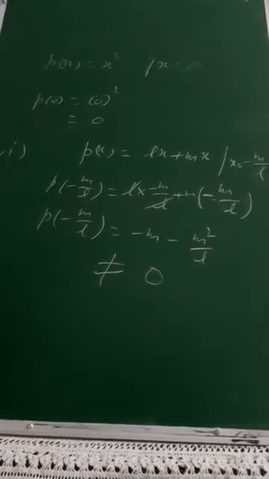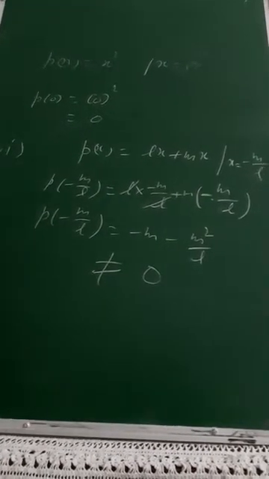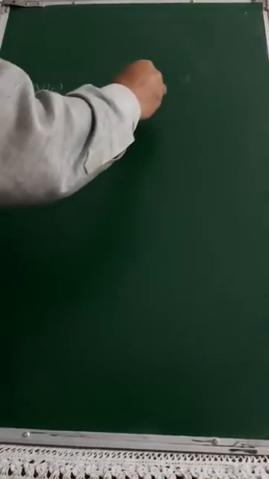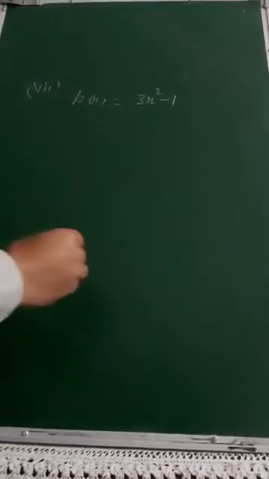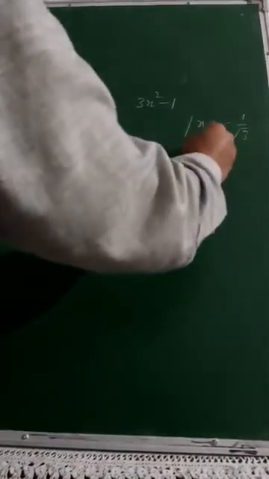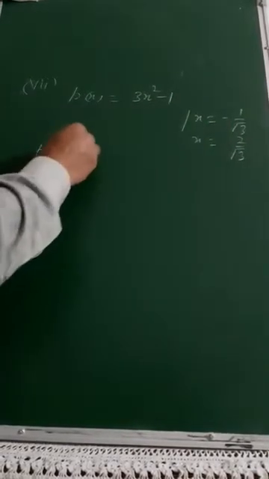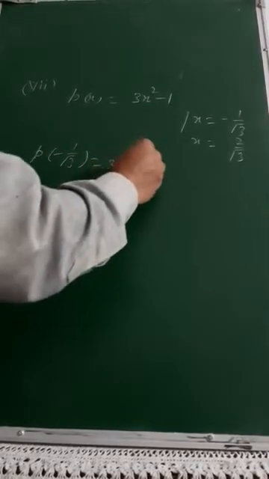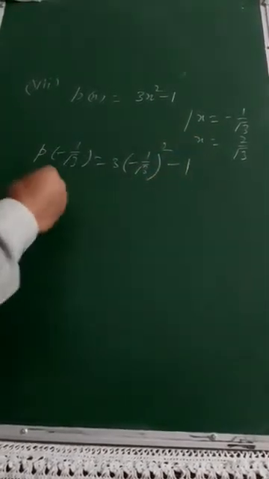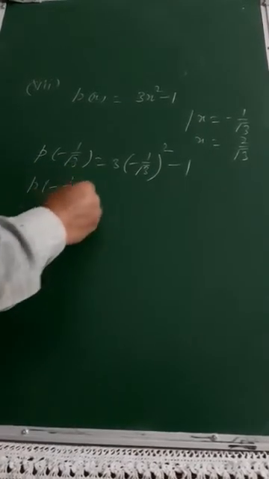Then another part, suppose I'm taking the seventh part, which is given to you in a third form. What is the seventh part here? You need to check px is equal to 3x square minus 1, where you need to check x for 1 is minus 1 upon root 3 and another for 2 upon root 3. So let us see what happens here. When x is minus 1 upon root 3, so 3 into minus 1 upon root 3 square minus 1.